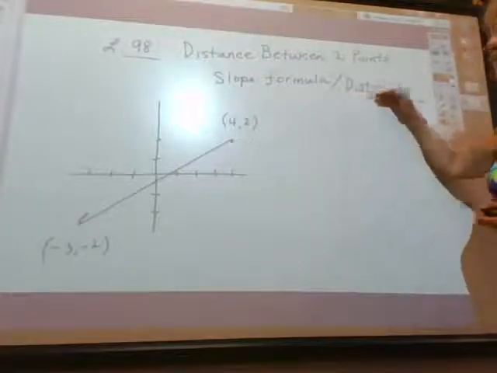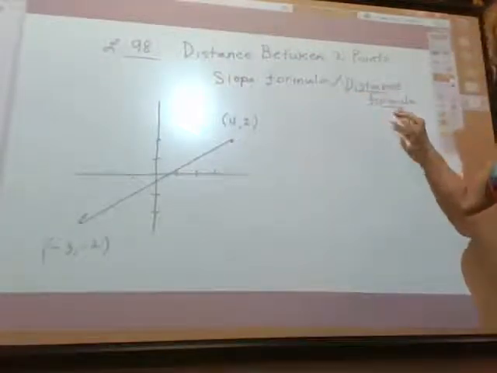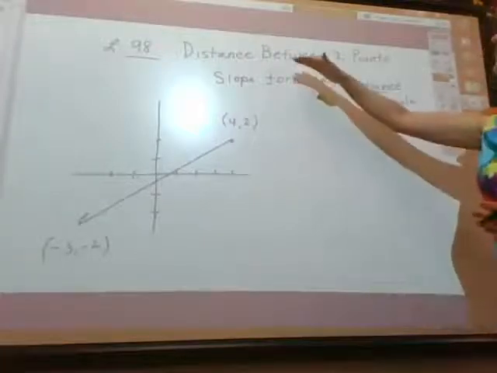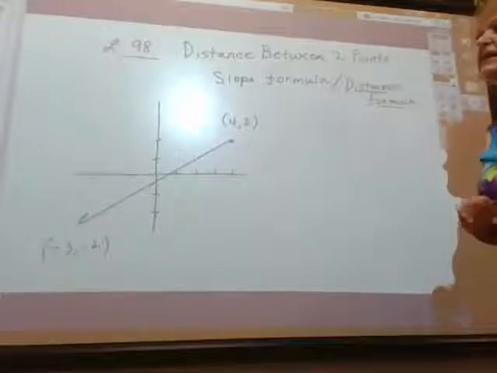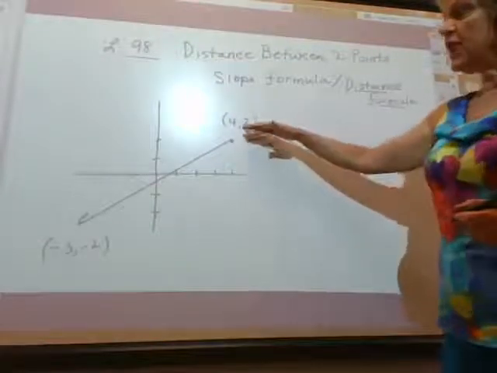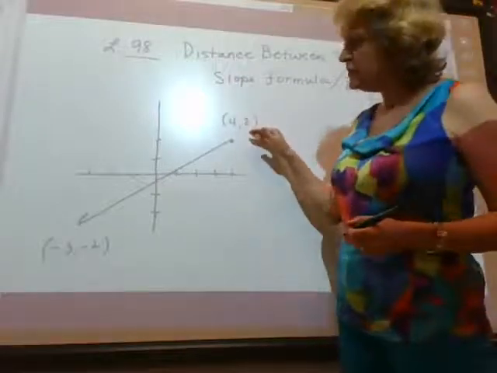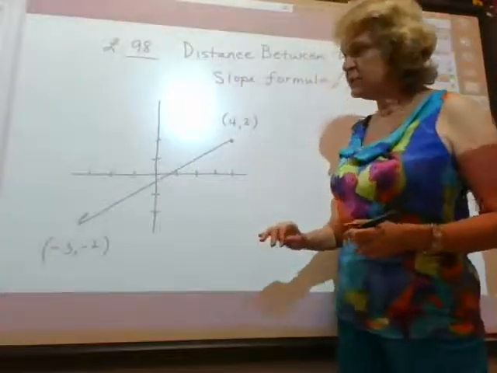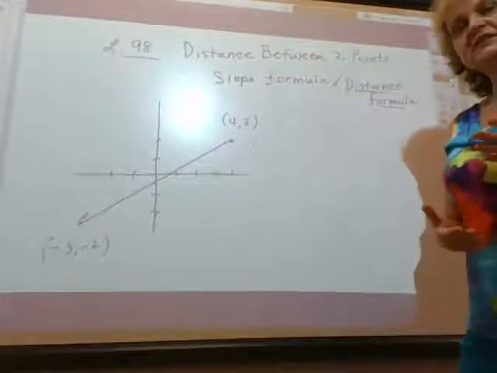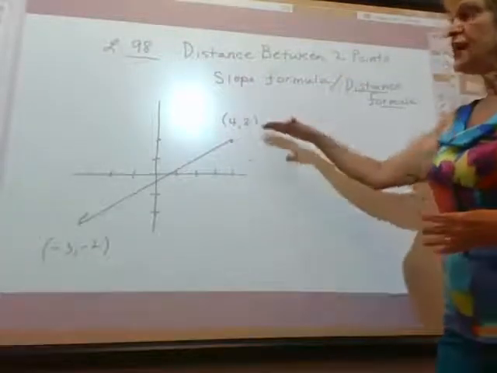I am also presenting the distance formula, which is not given in your book, but I think it's much more helpful for finding the distance between 2 points. The book shows you the examples where they plot 2 points, 4, 2, and -3, -2, and I've plotted them for you, and they show you the method of using the Pythagorean theorem to find the distance between these points.